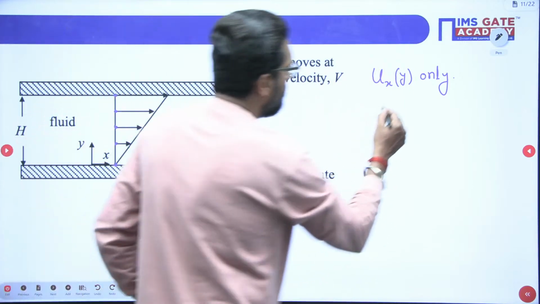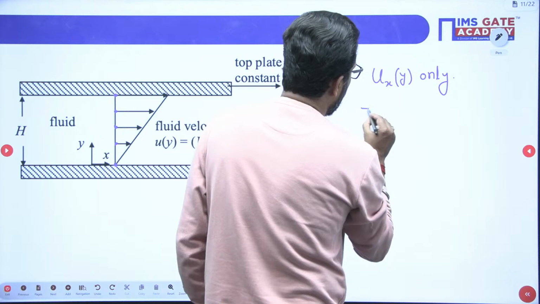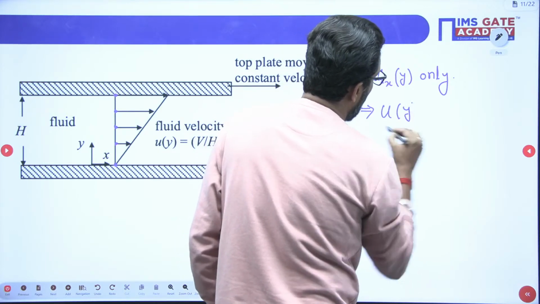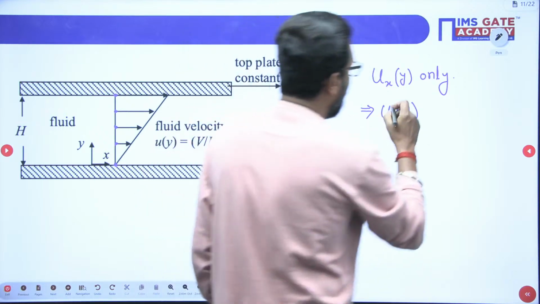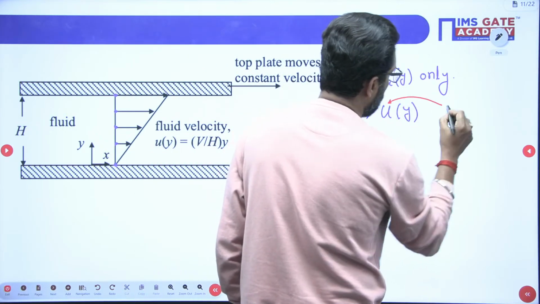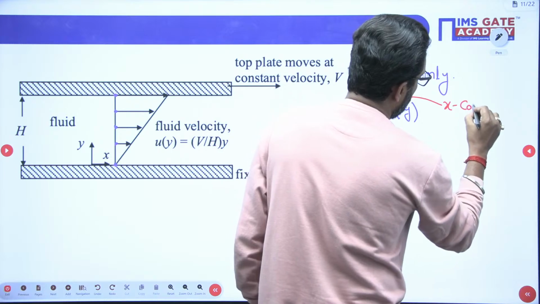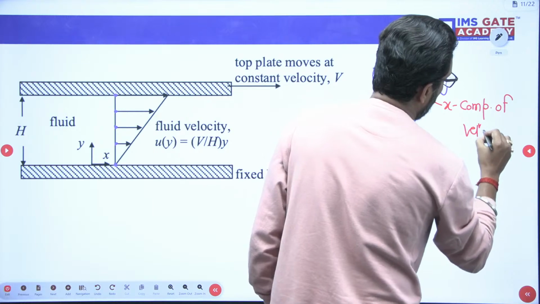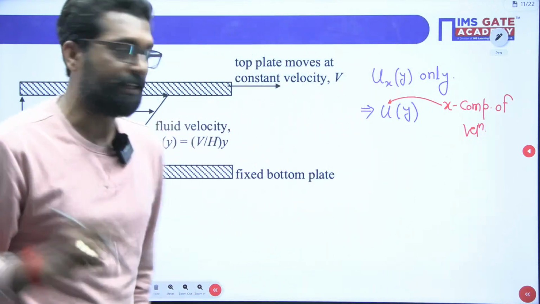So my dear, generally we write u as a function of y. Why? Because by default we take u as the x component of velocity. In the y direction, v is there. Okay, no problem.